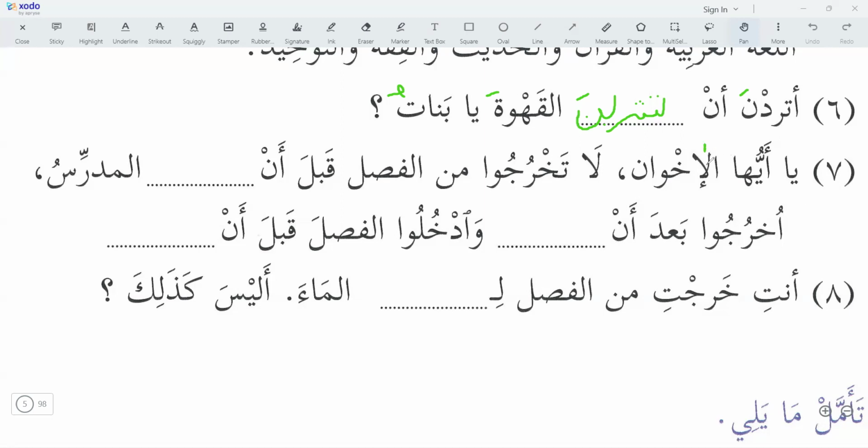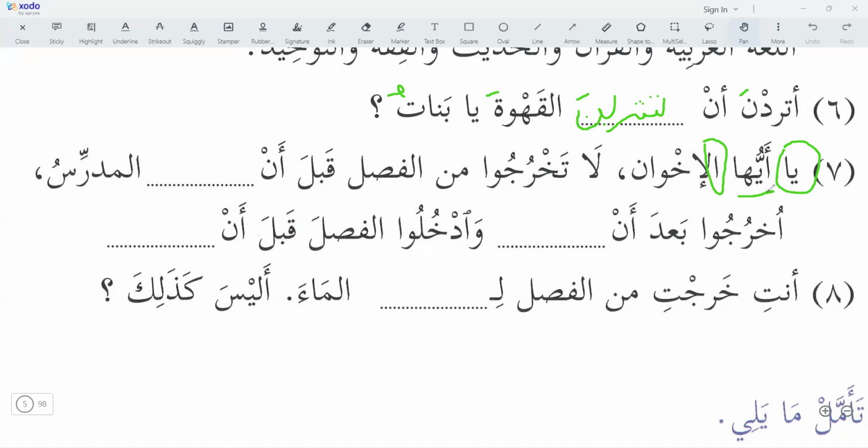There is alif lam. So when there is alif lam, we use ya. We use ayyuha between the ya and the noun. So we will use ya ayyuhal ikhwanu, O brothers, la takhruju min al fasli, don't leave the class.